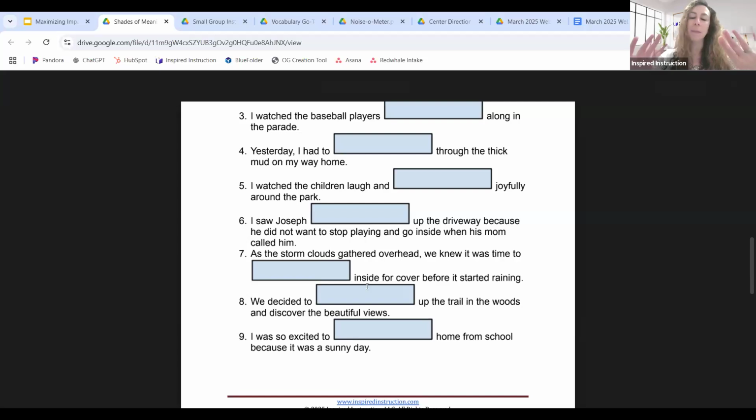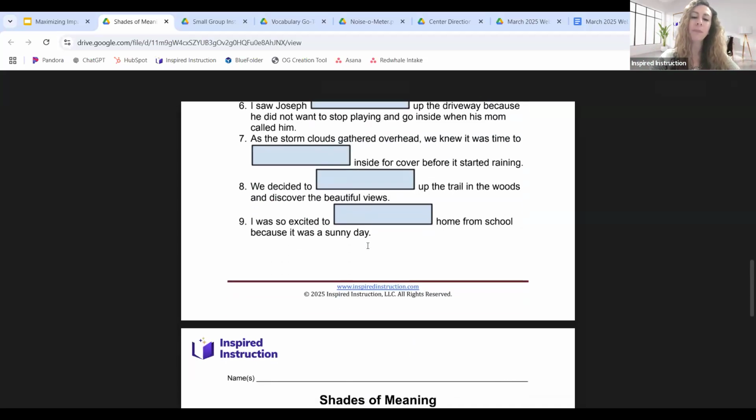Okay, so this could be something that's laminated or stuck in a page protector. It's used year after year. Students don't have to write on it. They're just using those cards and organizing them in a way that they feel is most appropriate.